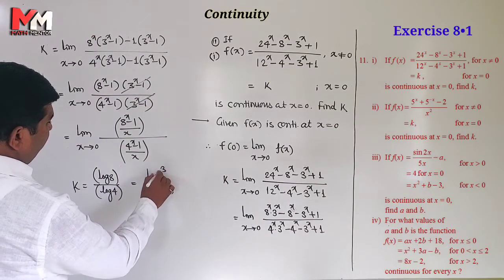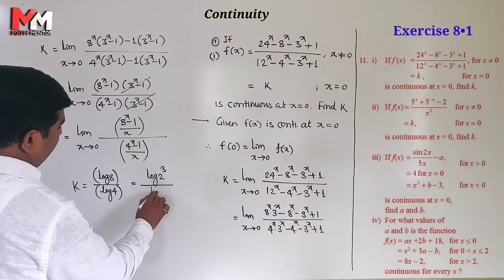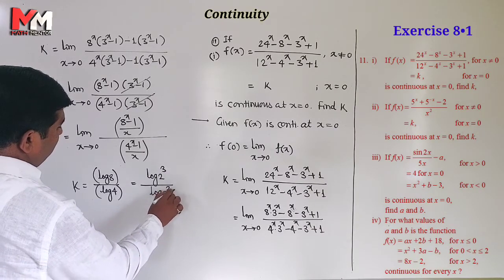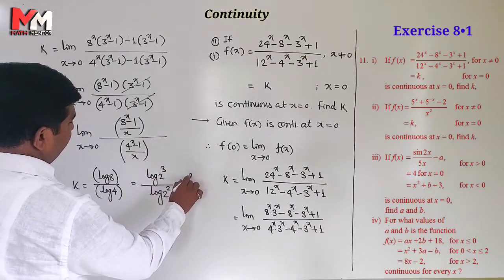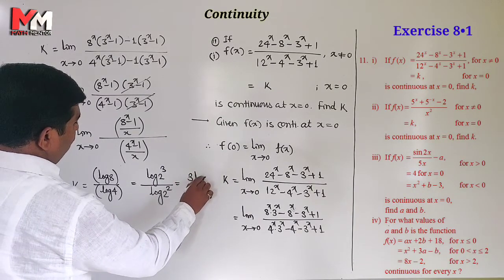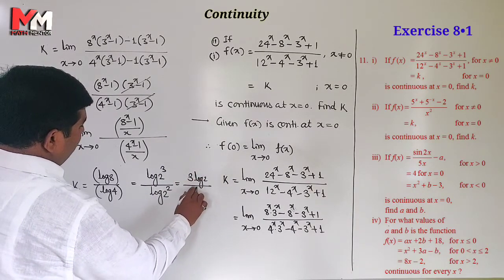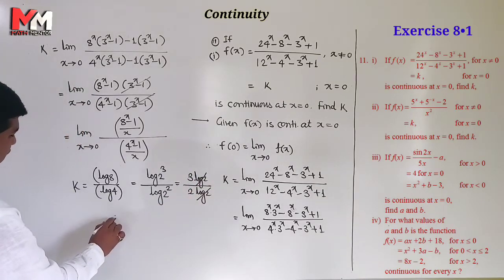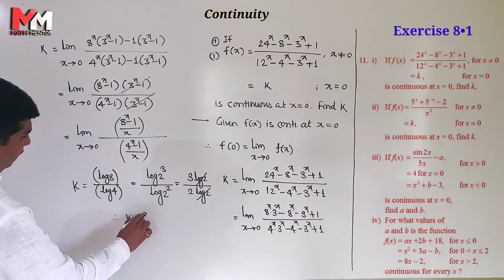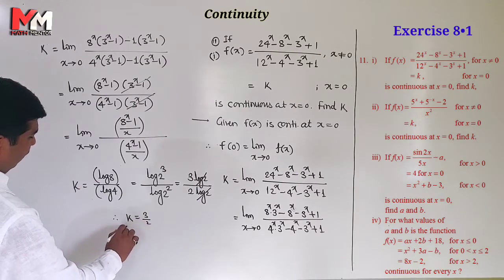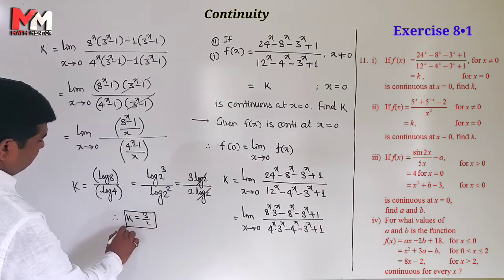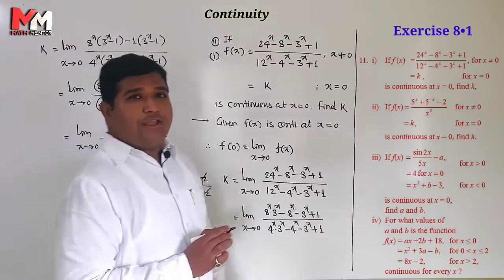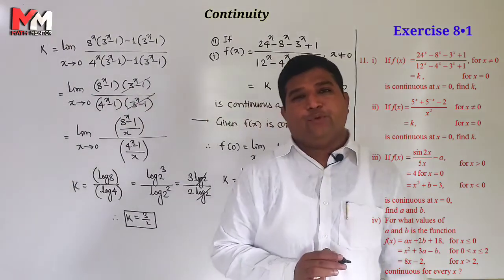What is log 4? Log 2 square. तो 3 नीचे आएगा. 3 log 2 divided by 2 log 2. This log 2 cancels. So what will be the answer? K is equal to 3 by 2. So this is a more accurate answer than the last. So the answer is what? K is equal to 3 by 2. Okay.